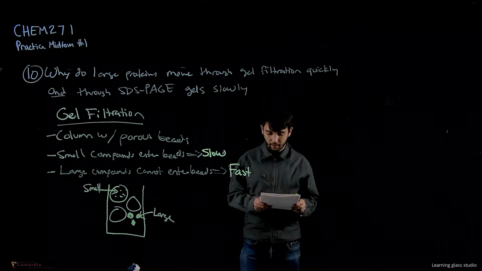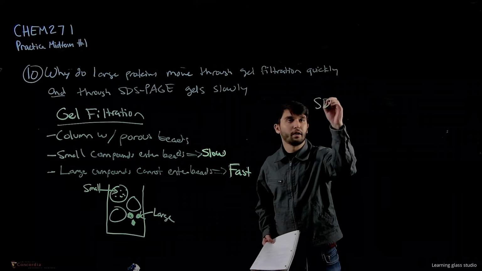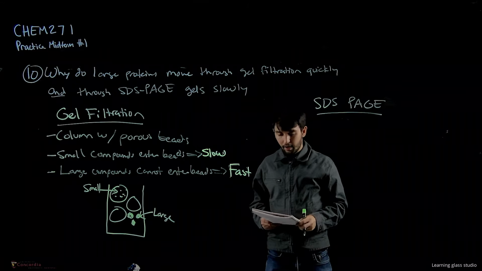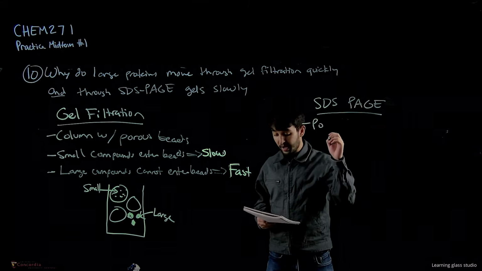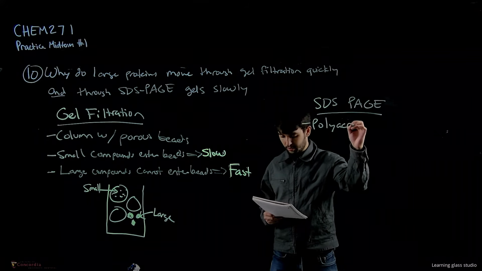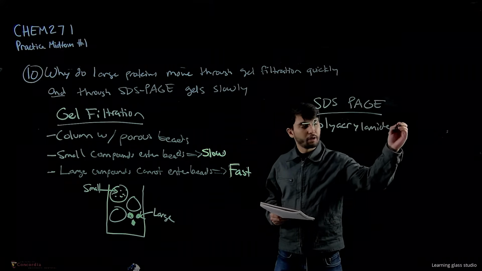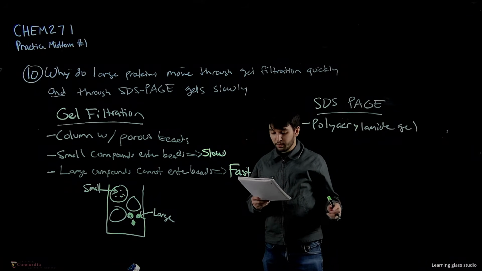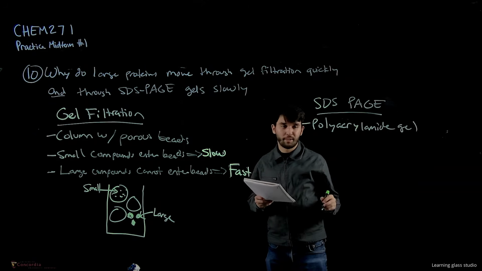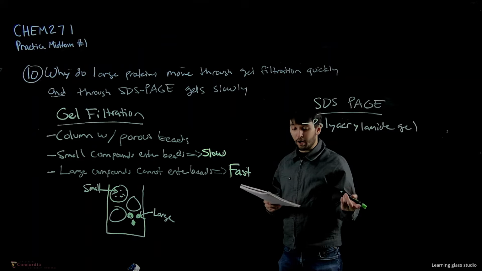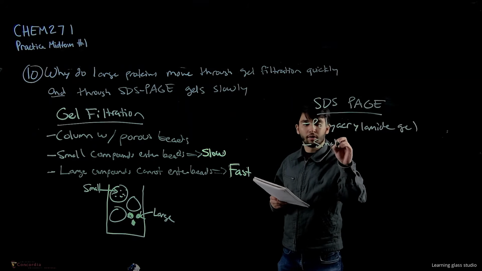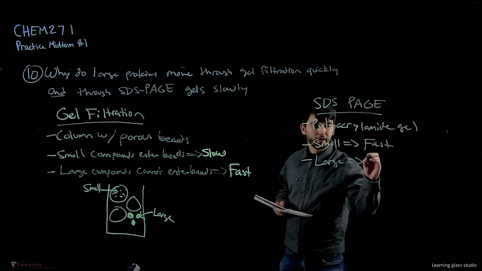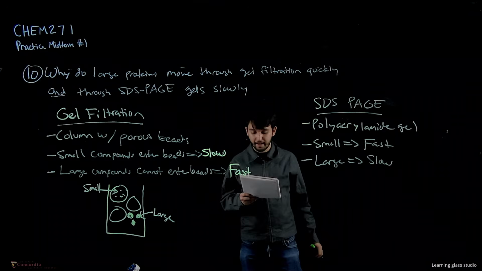All right. So SDS-PAGE over here. This is also separation based off of protein size. This is using a polyacrylamide gel. Here, the small molecules will navigate quickly and the large compounds will navigate the gel a lot slower. So small here will be fast and large compounds will be slow. So what is SDS-PAGE?